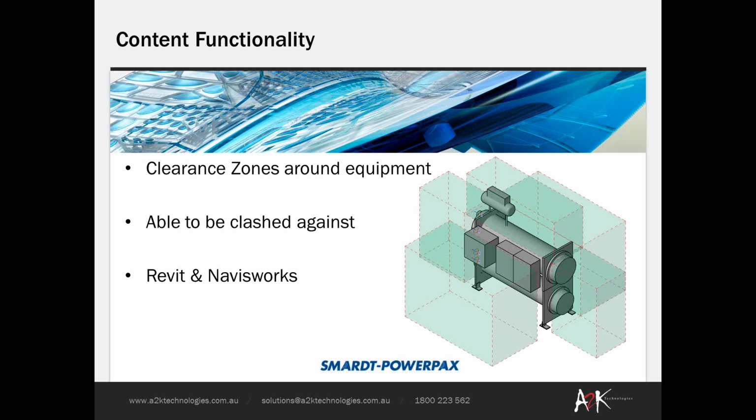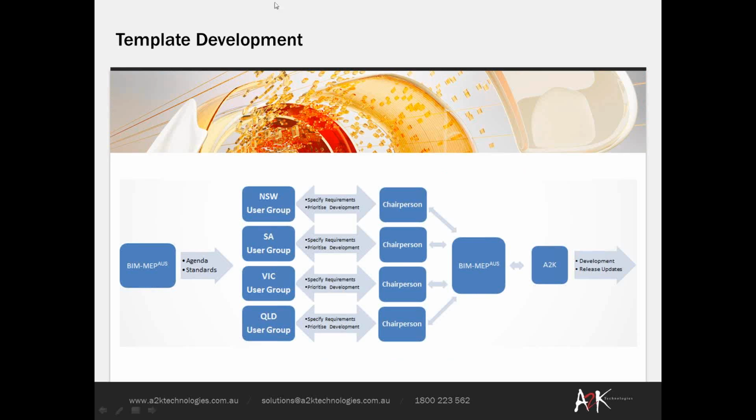All right. So here's a quick example of how the user groups function with BIM MEPAUS. We've basically now set up a user group in many of the states. There's one in New South Wales, South Australia, Victoria, and Queensland. These generally, at the moment, happen every couple of months.